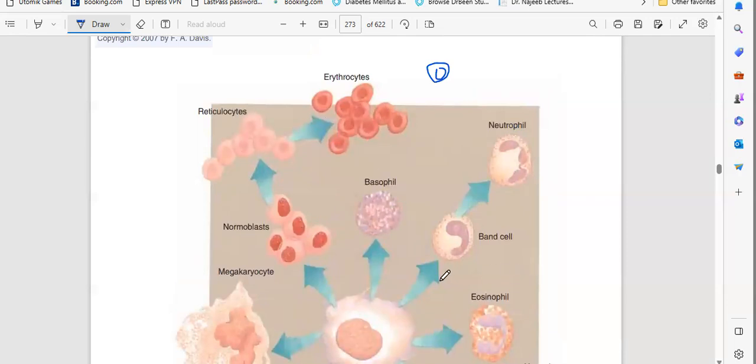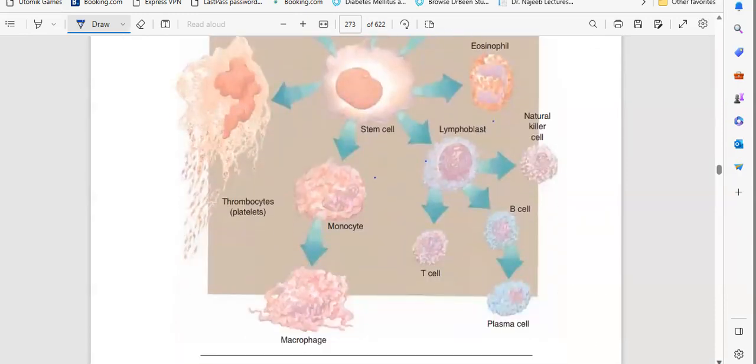So, first of all, you have to draw the diagram of this image. Then only will you be able to understand. So we have different types of cells. The different cells produce different types of cells.